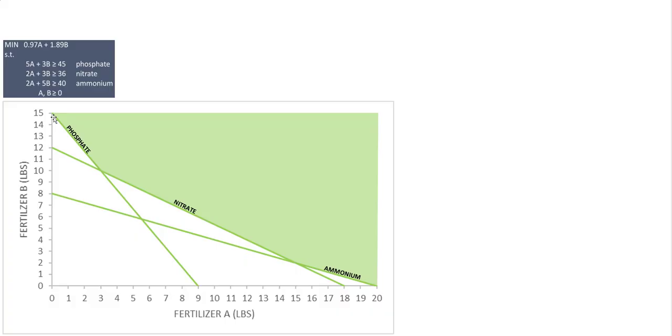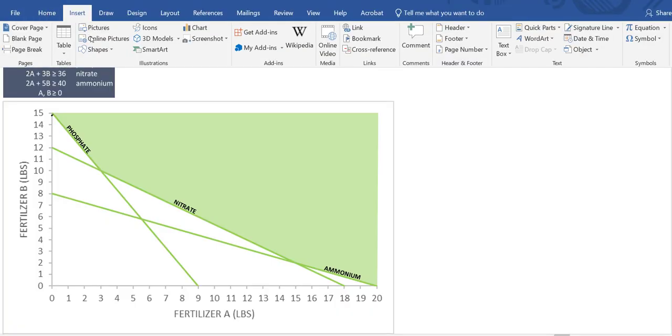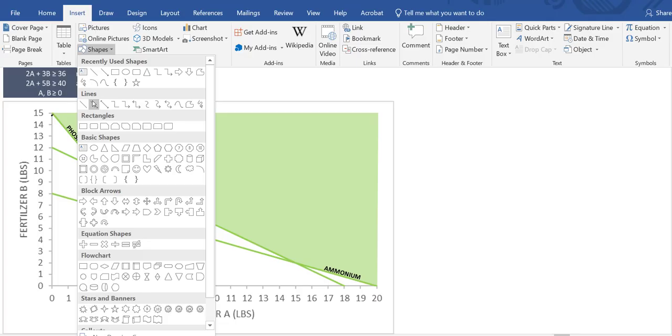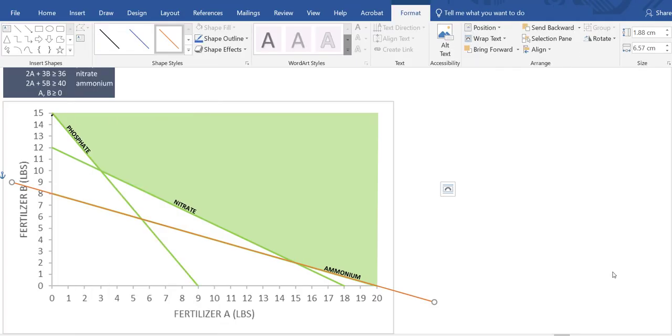I just wanted to give you an extra example where we have to calculate that range of feasibility when one of our points is not at the axis, which will happen again here, and will pretty much happen anytime that we have more than two constraints in our model. The first thing I'm going to do for visual purposes is to get a line that overlaps that ammonium constraint that I can move around. So just inserting a line here. So there we go, something like that.